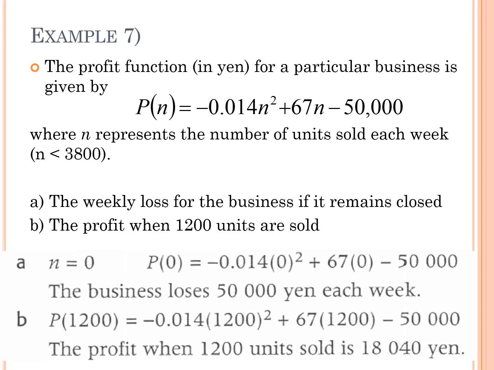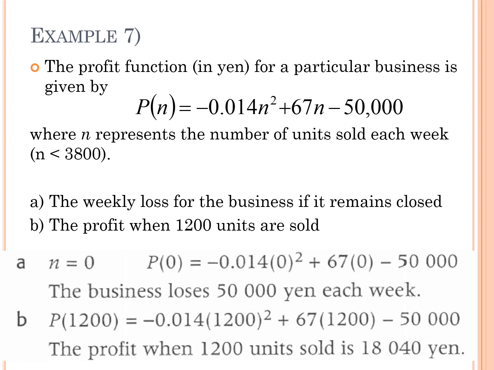So if the business remained closed, that would mean it would be producing zero units that week. So you're going to plug in 0. When you multiply those zeros, all that's left is that minus 50,000. So it would lose 50,000 yen each week where it was closed and didn't make anything.